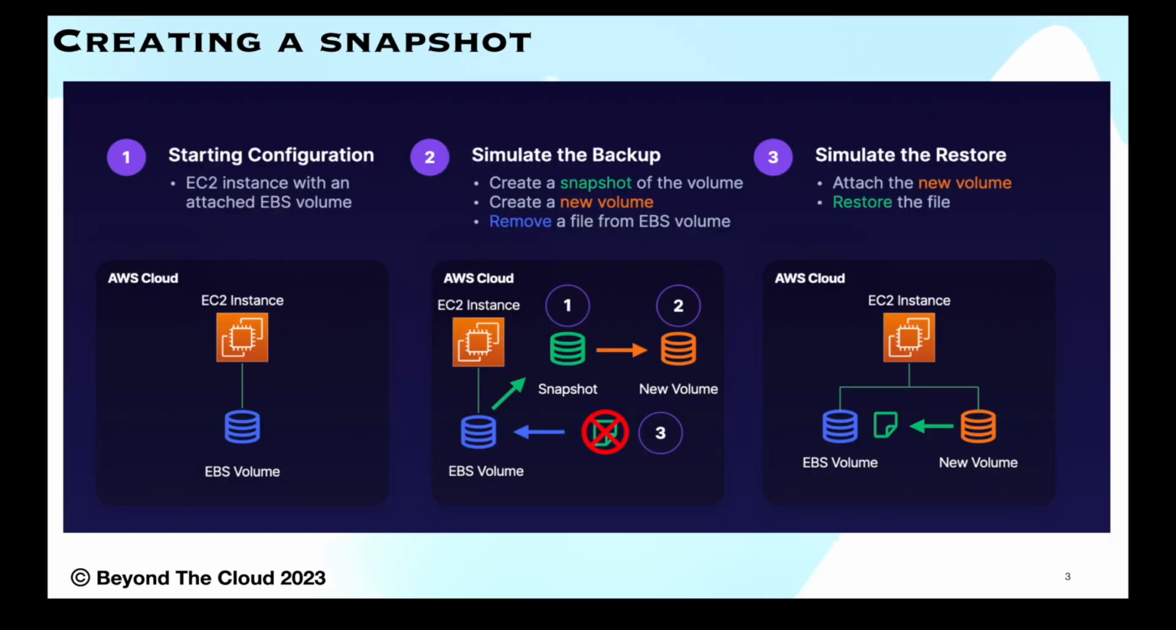Now, going forward, this is what we will do here. We have an EC2 instance. We will mount a new storage to it, and we will create a file on that particular volume. Then we will create a snapshot of that volume, and then we will remove the file from the original storage. From the snapshot, we will create a volume and attach it to the EC2 instance. And from that volume, we can recover the file.